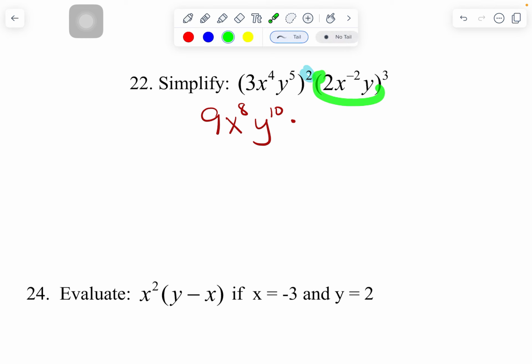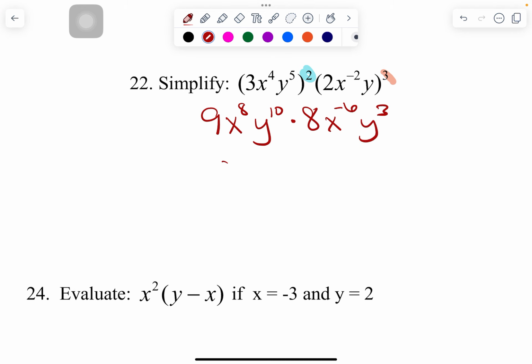Now for the second batch of stuff here, we're going to raise it to the third power. So 2 to the 3rd is 8. X to the negative 2 to the 3rd is going to be x to the negative 6th. And then y to the 3rd. And we're going to multiply these together.